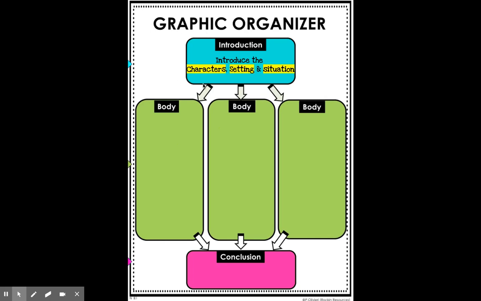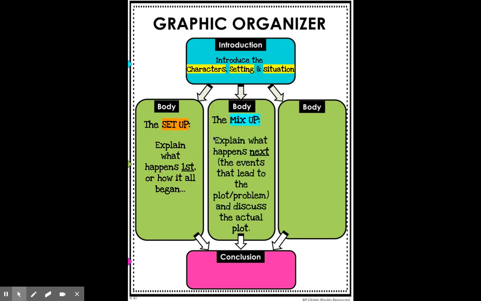This is one paragraph when you go to write. Then everything in the green here would be your next paragraph. And remember, this is the body. This is where you're going to talk about what happens in the beginning, the middle, and the end. And when we first set up the beginning, I like to call this the setup. And you're first going to explain what happened first or how it all began. Then what happened in the middle. Usually in the middle is where we're going to find the mix-up.